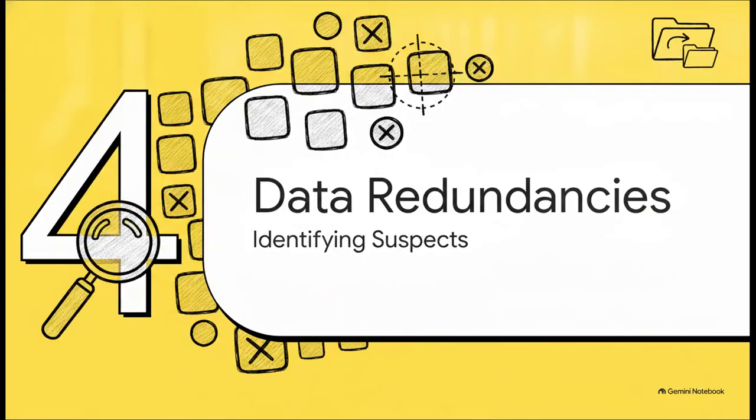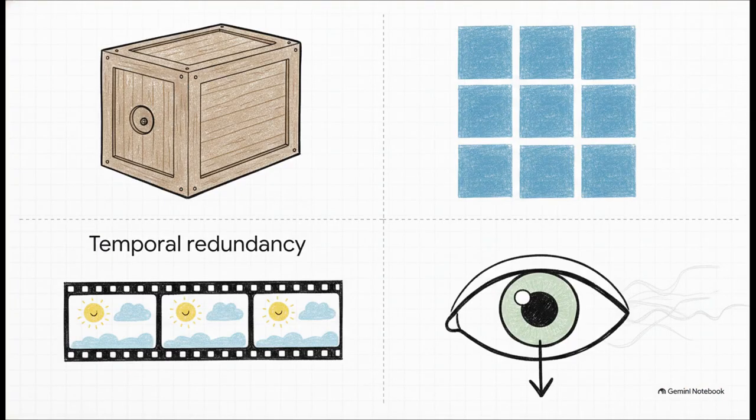Okay, section 4, the 4 data redundancies, identifying the suspects. If we want to understand how compression works, we have to identify the specific culprits causing these bloated files. We've got 4 specific ways information is repeated more than necessary or just ignored by the human eye. Number 1 is coding redundancy. That happens when we use way more bits than necessary to represent an image's intensities.